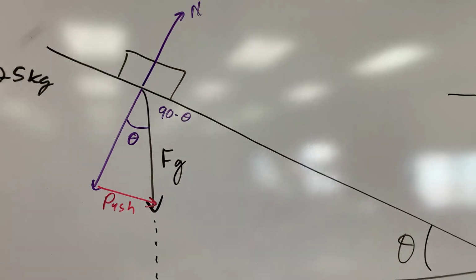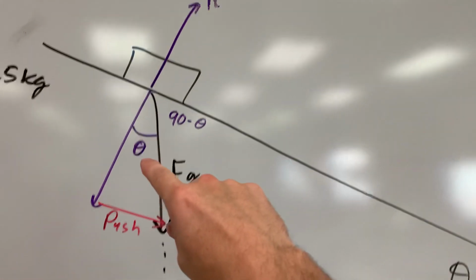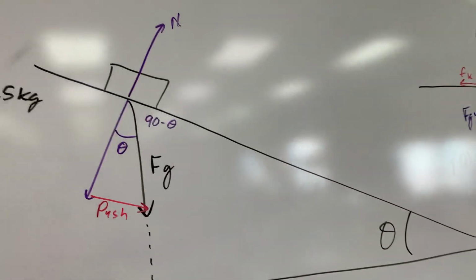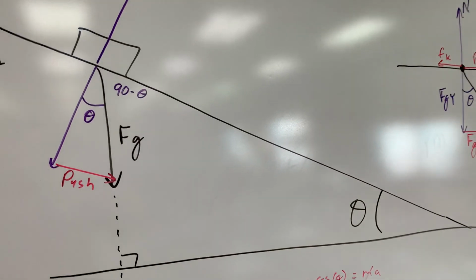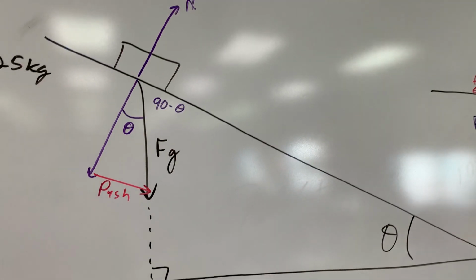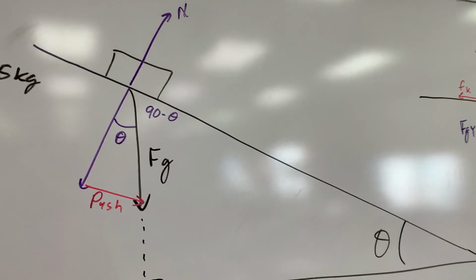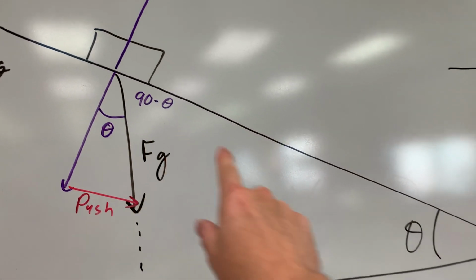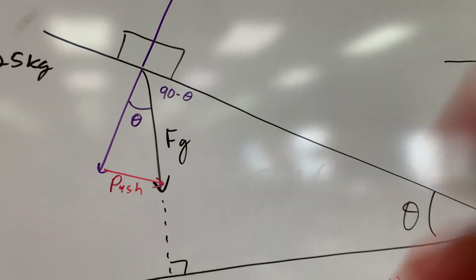But the idea is that this force in purple here is equal to that normal force, okay? Because it's not falling through the track, it's not going to accelerate off the surface of the track, so that has to be balanced, okay? And then there is a component of this force of gravity that's pushing down the track, okay? And that is essentially our push force, okay?